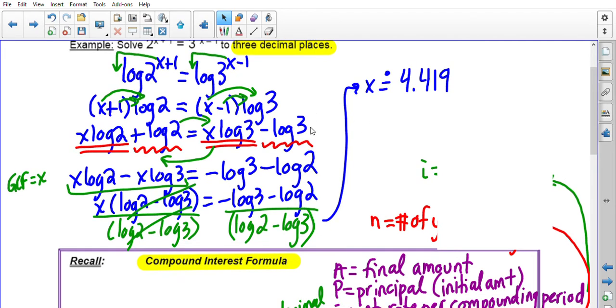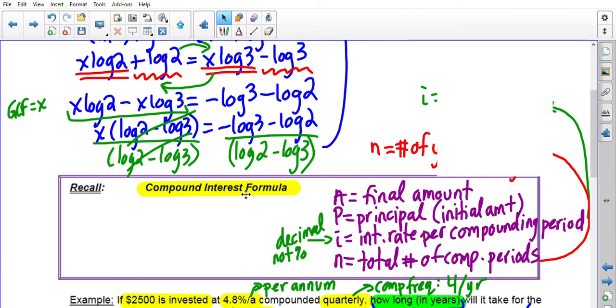Okay, so now let's move on to exponential word problems, and these should be very familiar to you from last year. So not really any new concept here, we just have new ways of solving for x. The compound interest formula is used a lot for exponential, and just to recall, that's A equals P times 1 plus i to the n.